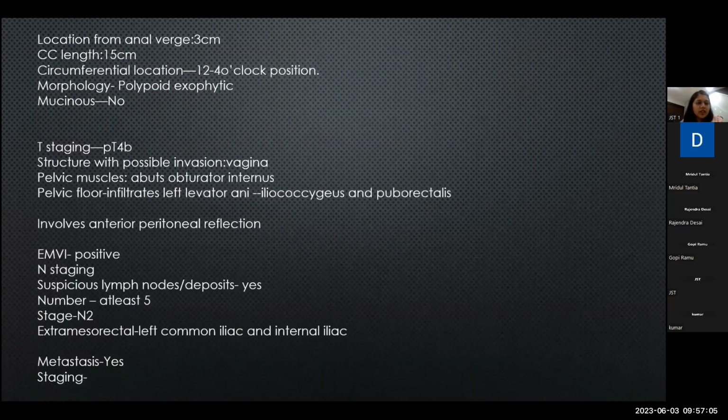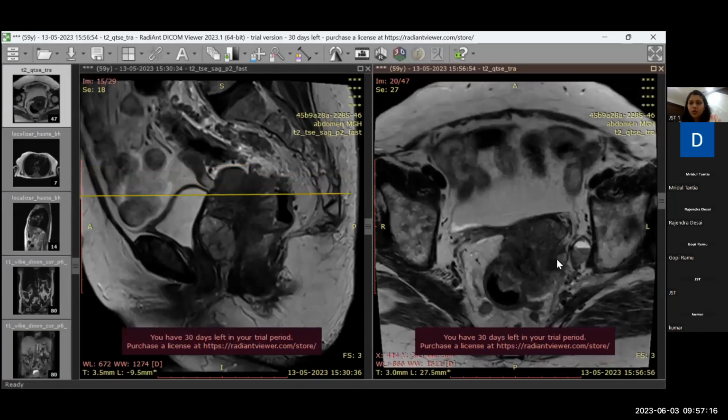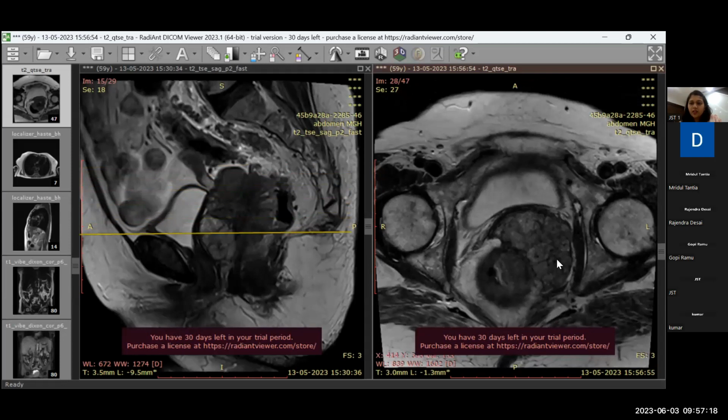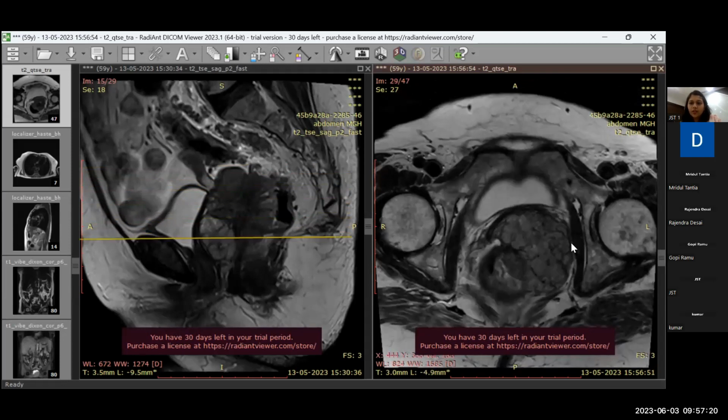So this was the case. T4B with possible involvement of vagina, pelvic muscles, even it was abutting the obturator internus. This again has to be clearly seen, as the lateral pelvic wall involvement makes it unresectable. So here it's very close to the obturator internus muscle, and even posteriorly with the coccygeus muscles.